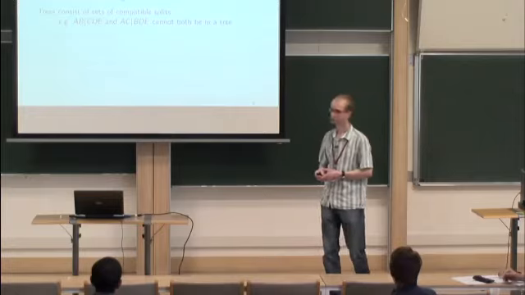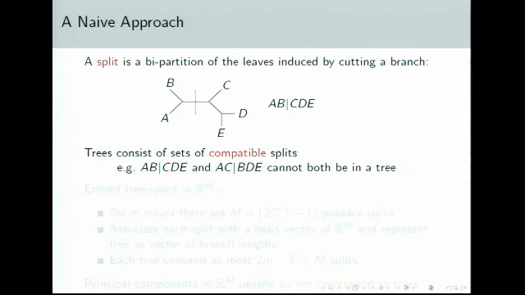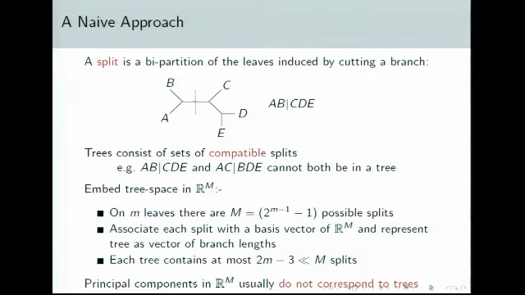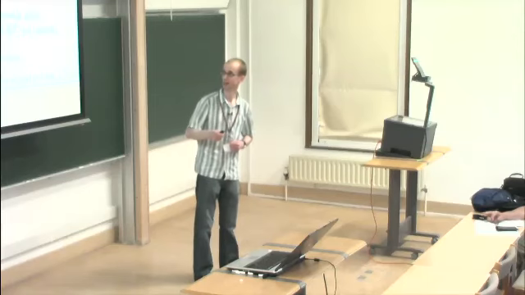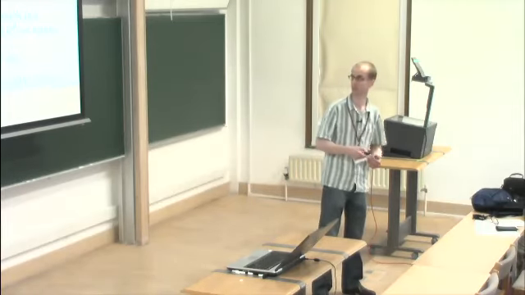Okay. So let's just look at a first go at doing some principal components analysis. We've seen what splits are previously. What you might think about doing is taking, for a set of M taxa, we've got big M possible splits, and big M is a very big number. But what we could do is take R to the big M and represent each split with a basis vector, and then each tree can be represented by its vector of branch lengths in this very high dimensional space. And so we've turned each tree into a vector, and we could do principal components analysis on those vectors.